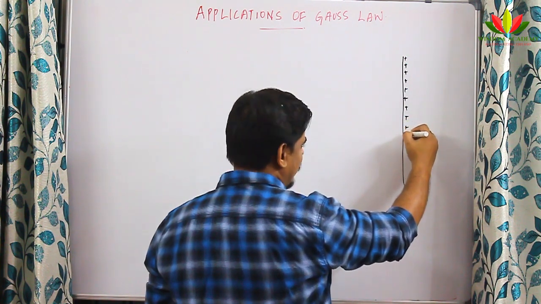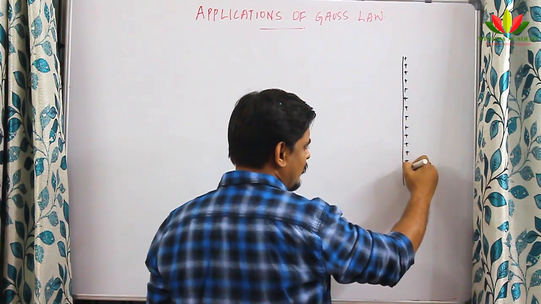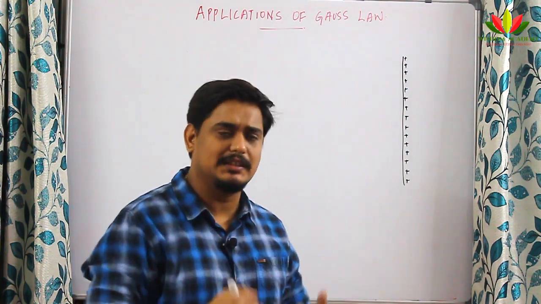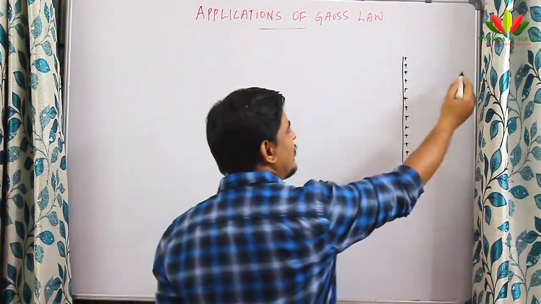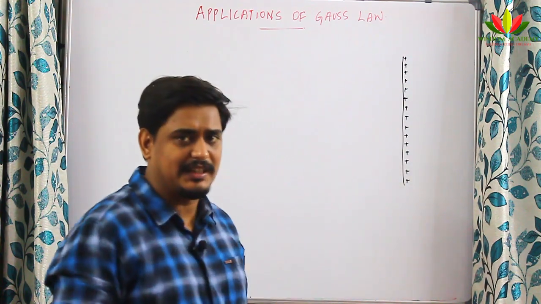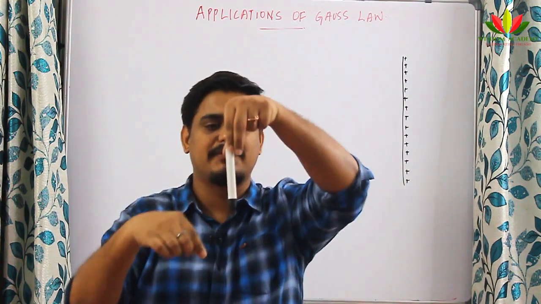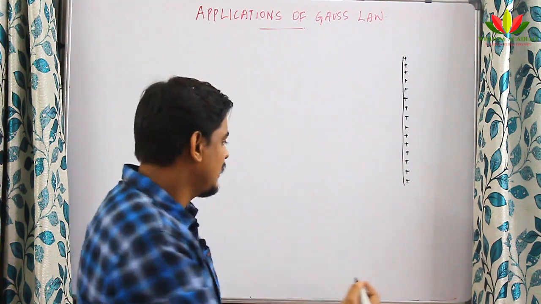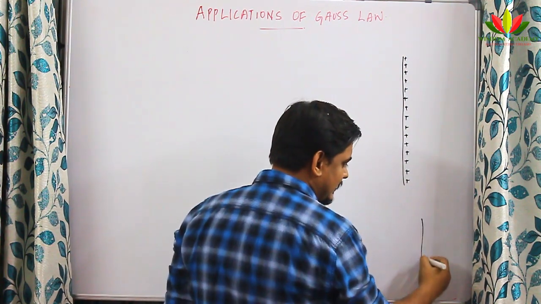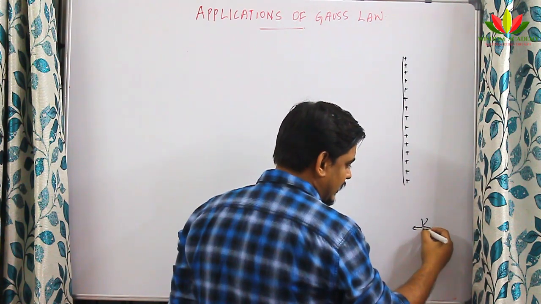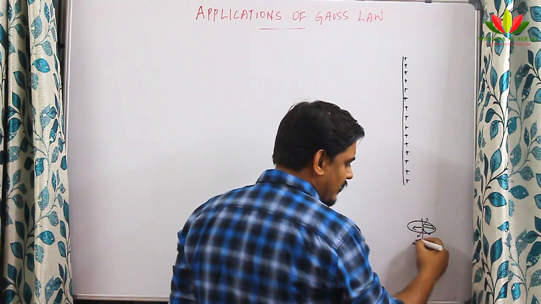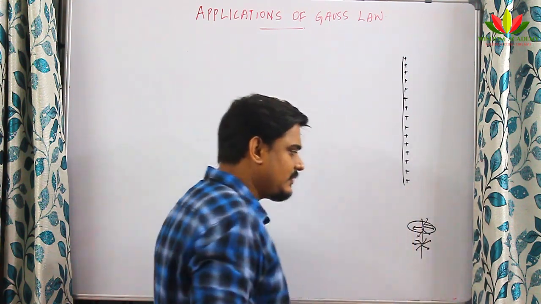I can write plus or I can even write minus. There is no hard and fast rule for that. If I write minus, the electric field will be towards it. If I am writing plus, the electric field will be radially outwards. This is the wire, and the electric field will be in this direction, this direction, all the directions. It will be radially outwards, spread in all the directions like this.